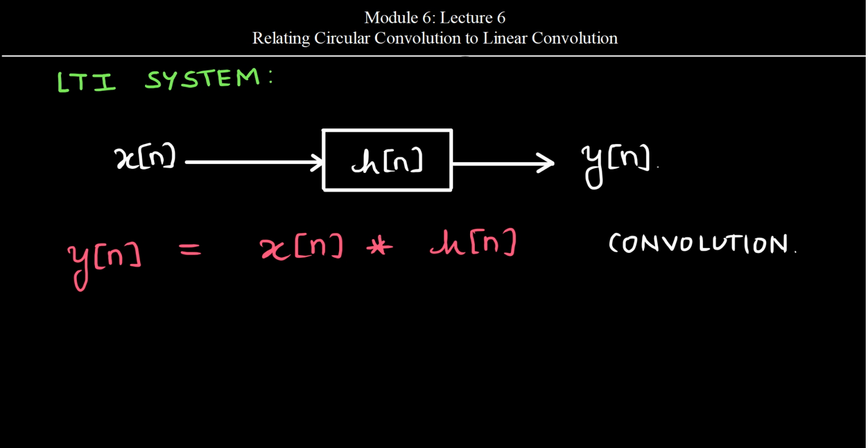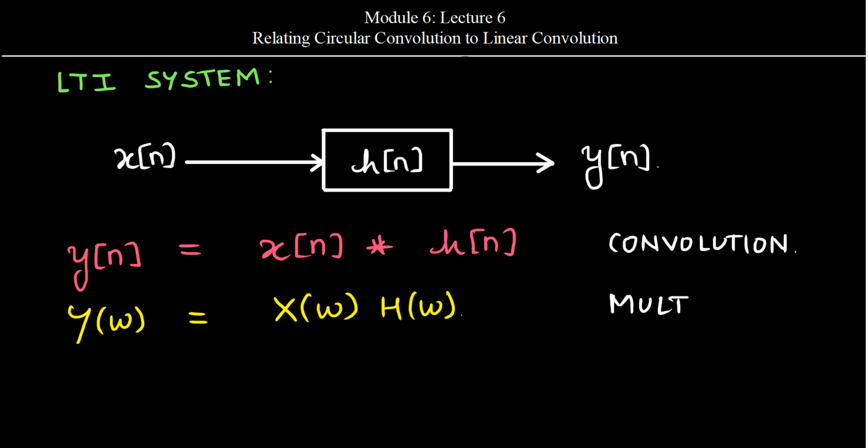And we know that in the frequency domain, that is when we take the DTFT, the discrete time Fourier transform, then we have Y of omega equal to X of omega multiplied by H of omega. And this is a simple multiplication, so convolution in time domain results in multiplication in the frequency domain.